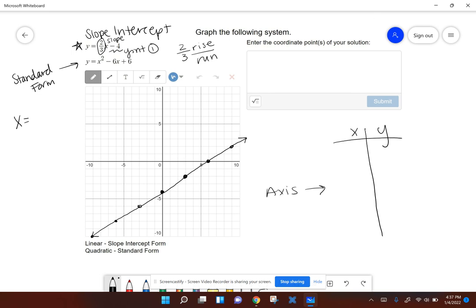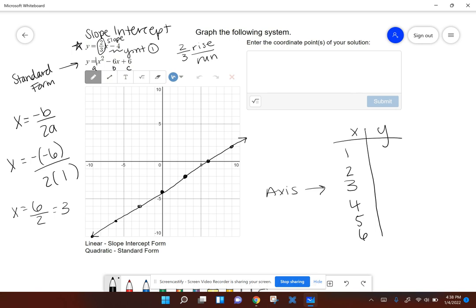And I'm going to do that by using the equation x equals -b over 2a, where this is a, b, and c. So if I plug in, my b is the number in front of just the x. That's the -6. My a is the number in front of the x squared. Since there isn't one, it's an invisible 1. Negative and a negative makes a +6. 2 times 1 is 2, and 6 divided by 2 is 3. So the middle of my table is going to be a 3. Then I can pick numbers next to it. So I can do 3, 2, 1, 4, 5, 6.